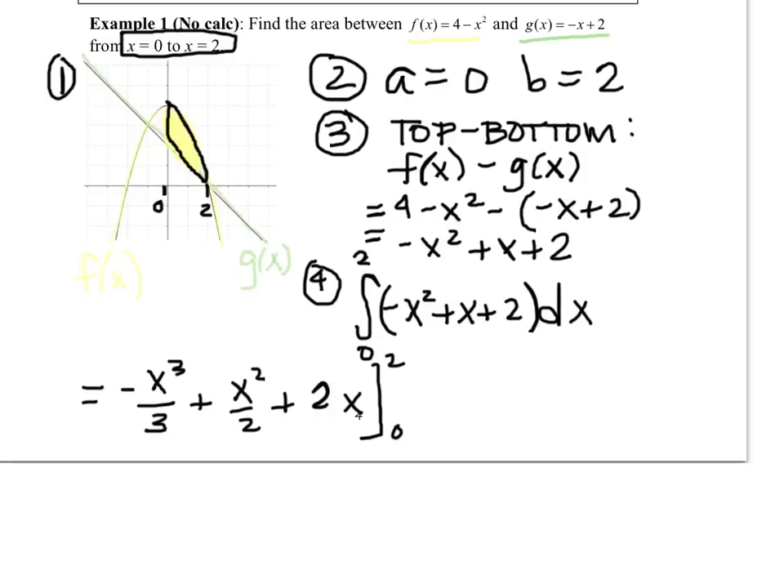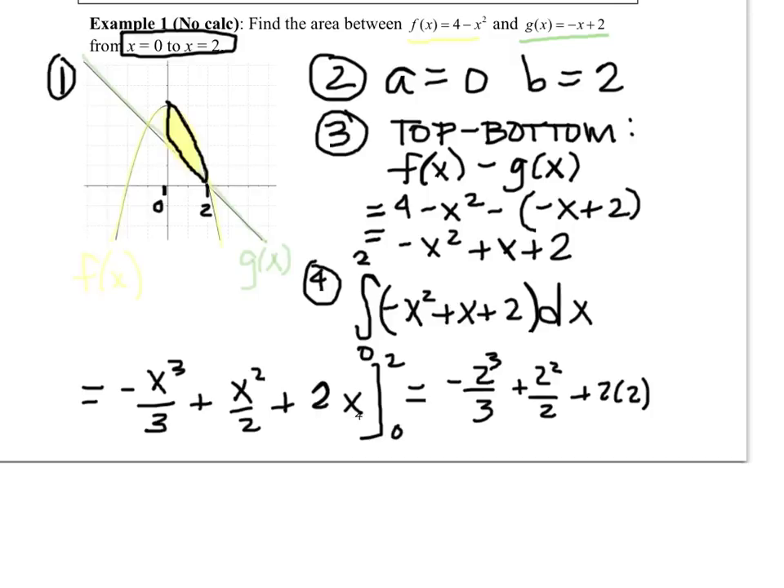Okay, I would expect that you can do this without a calculator on your own. And if you remember the techniques that I showed you when we first learned to do antiderivatives and definite integrals, I told you to leave it in fraction form and combine the common fractions. So if you plug in a 2 first, you're going to have the opposite of 2 cubed over 3, pardon me, plus 2 squared over 2, plus 2 times 2.